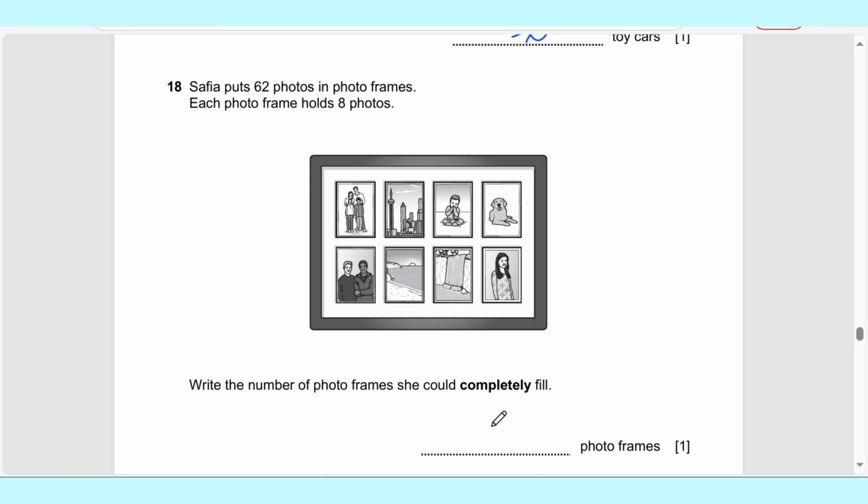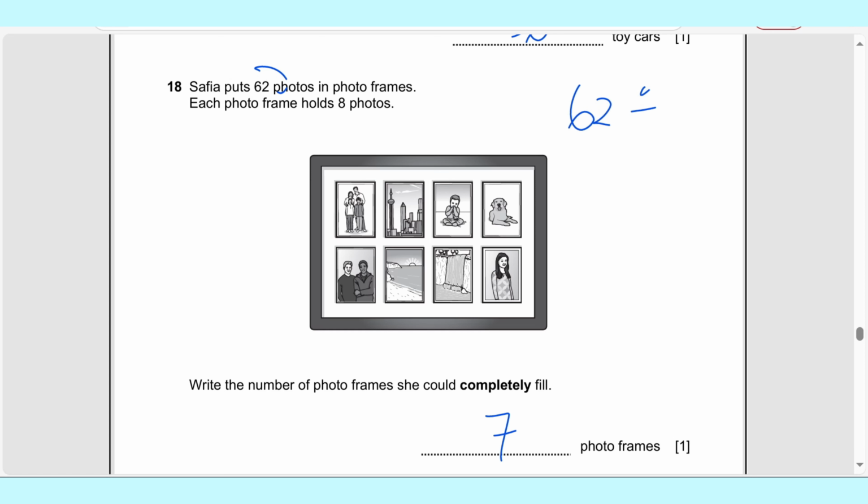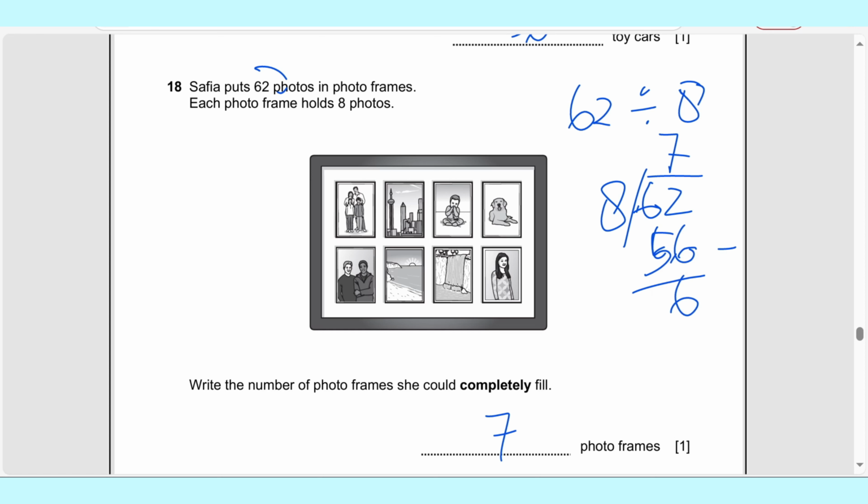Let's check out the answer, guys. The answer is 7. How do you get 7? So we have 62 divided by 8. From the 8 times table, 8 times 7 is 56. From 62 we subtract, and we'll get 6. This is less than 8, so we'll get 7 completely filled photo frames.